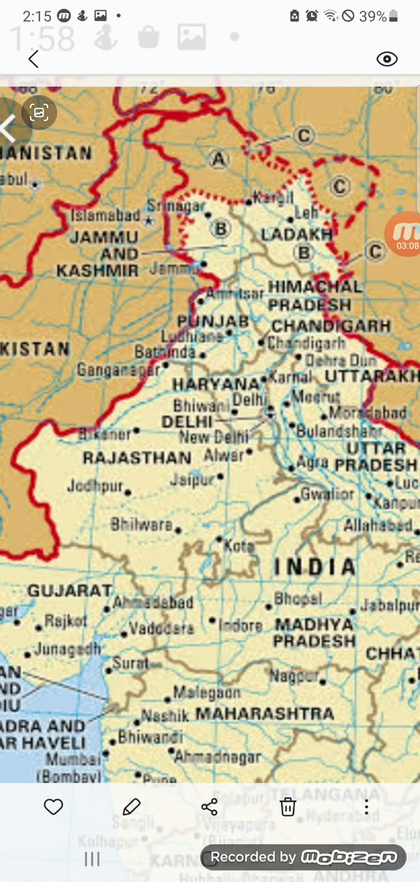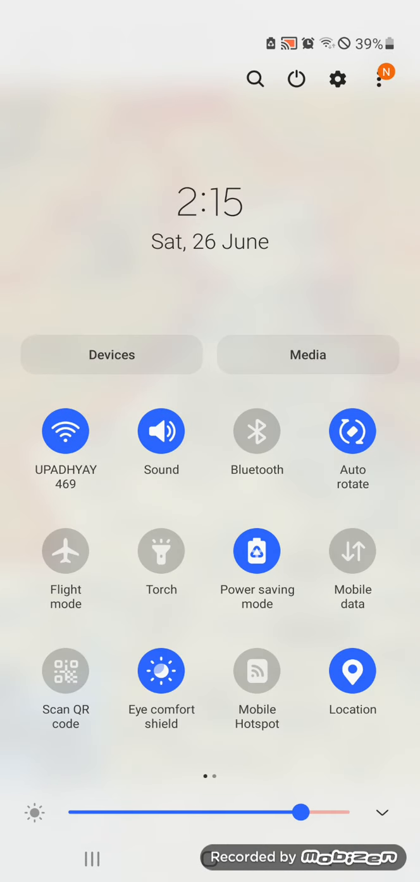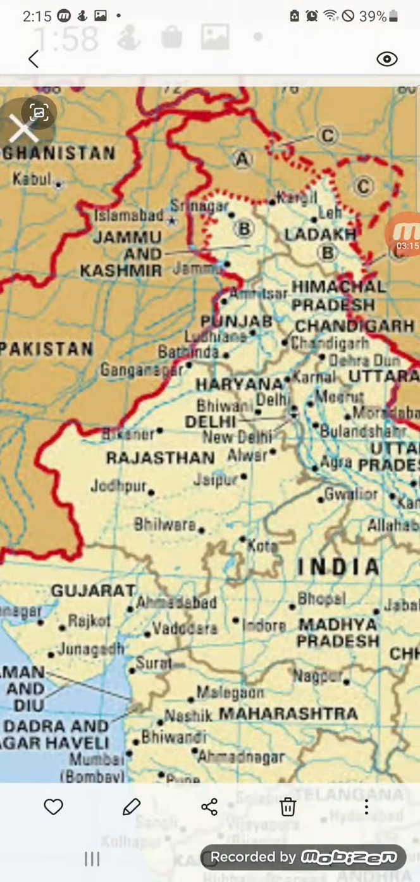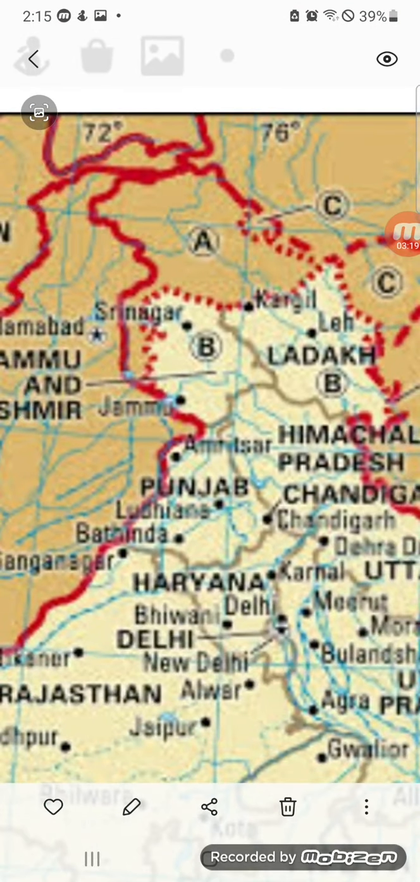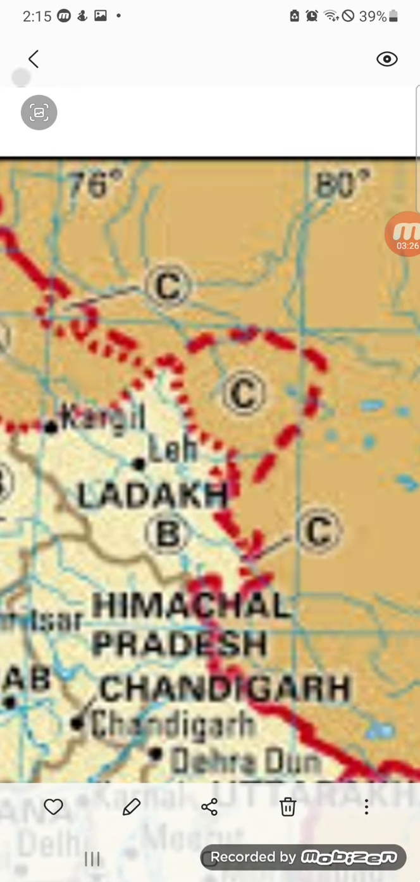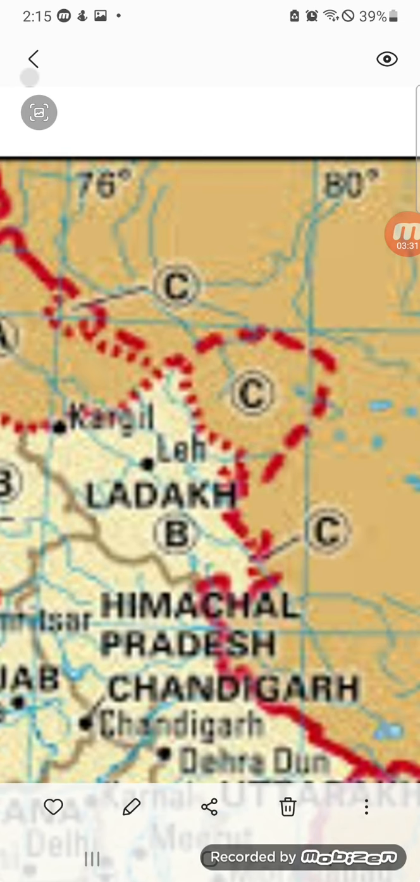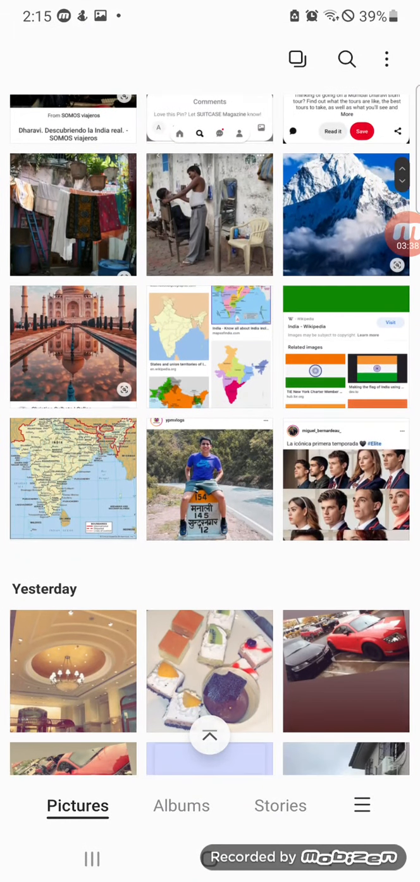Sorry, I've taken screenshots because I didn't have the time to crop, because here in India it's midnight. So this part is called Azad Kashmir. It has been occupied by the Pakistan side, and this part is Aksai Chin, which is occupied by China. So let's go further.